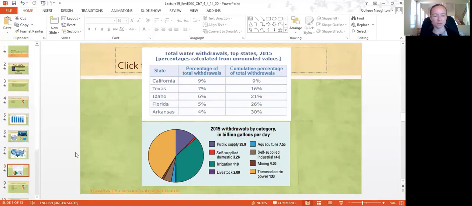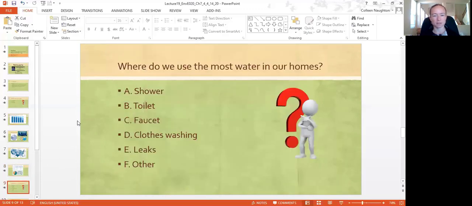So that's water usage by sector, but if we break down household water usage, which mostly we're concerned about and deal with on a daily basis, where do you use most of your water in your home? Do you think shower, toilet, faucet, clothes washing, leaks, or other? Remember, clothes washing and even dishwashing might use a lot of water at one time, but you might not be doing laundry every day necessarily. And of course, this varies by person, household, socioeconomic status, and by state.